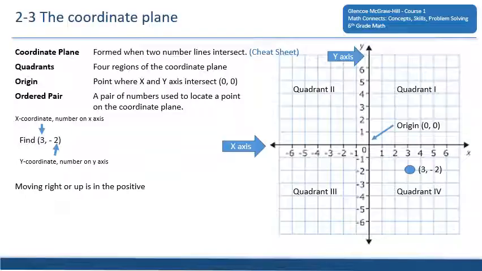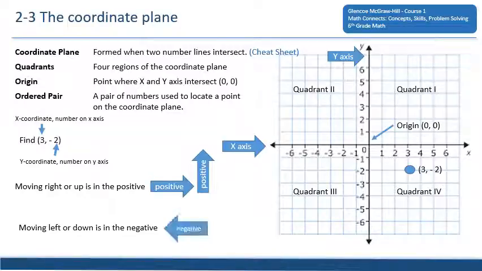Moving right or up is positive. So positive is to the right of 0, and up, above 0, is positive. And moving left or down is negative. So if we move left on the x-axis, that means the x, or the first coordinate, is negative. And if we move down, that means the y, or the second coordinate, is negative.